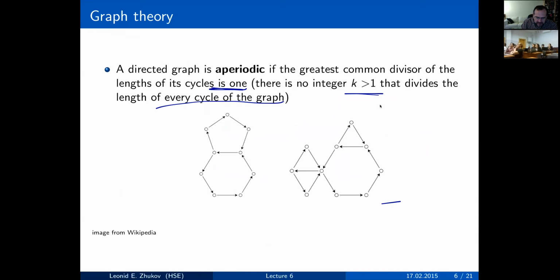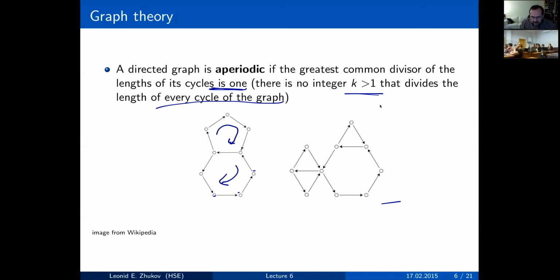For example, on the left image, we have 2 cycles. This is one cycle, and it has 1, 2, 3, 4, 5 nodes in it. And there is another one right here, just 1, 2, 3, 4, 5, 6 nodes. So the length of one cycle is 5, the length of another cycle is 6. There is no integer greater than 1 that divides the lengths of both cycles, and these are the only 2 cycles in the graph. So this graph is aperiodic.